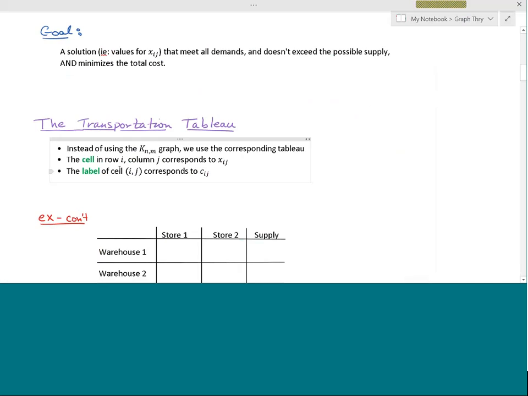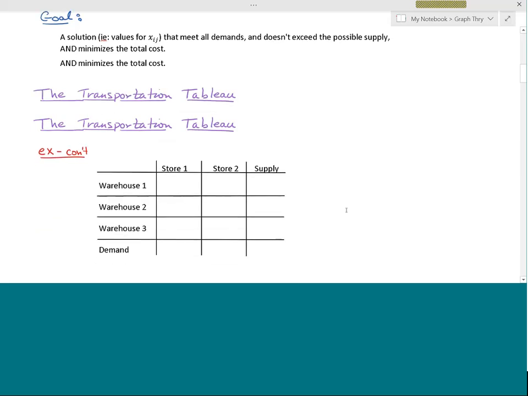The cell in each one of the tableaus, in other words, think of a spreadsheet, the cell in the spreadsheet corresponds to the appropriate X value, the amount that we're shipping between warehouse I and store J. So specifically the rows, so row I, column J. Row I is going to correspond to your warehouse. Column J is going to correspond to your store. Okay? The label in the cell, and I'll show you what the label is in just a second, corresponds to the cost associated with shipping goods along that route, so from warehouse I to store J.